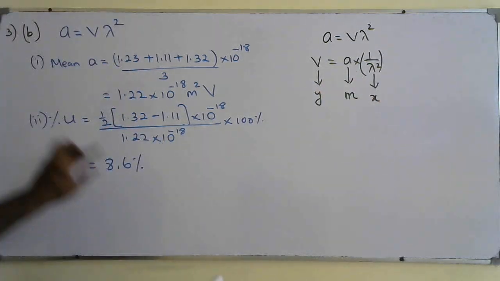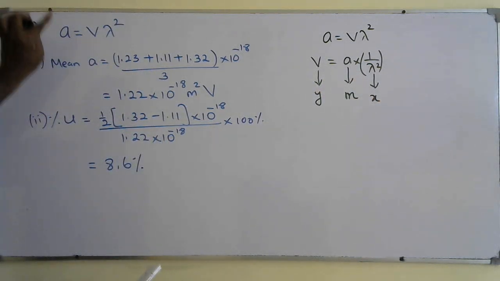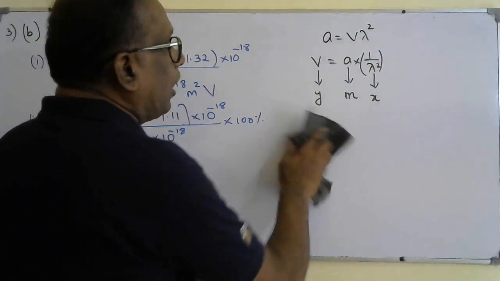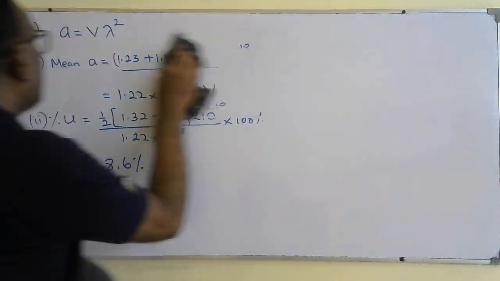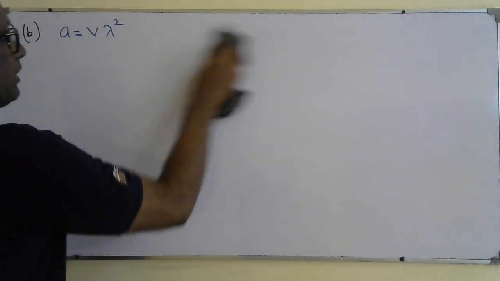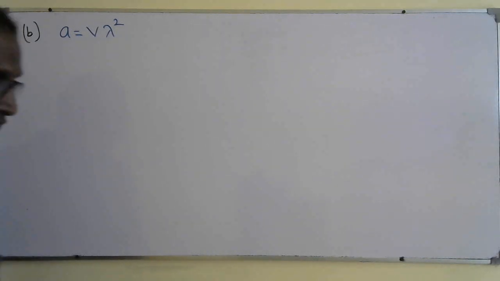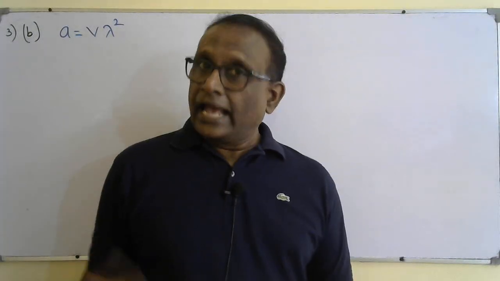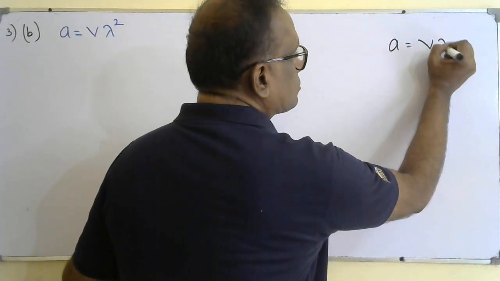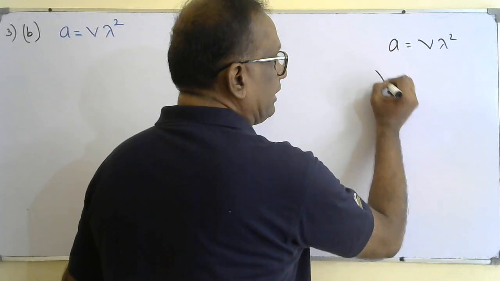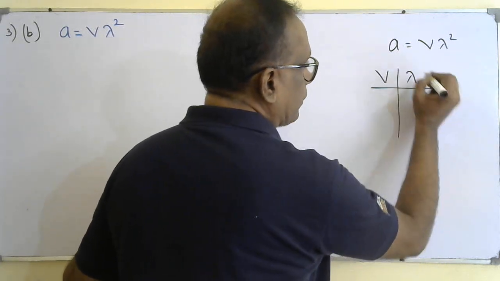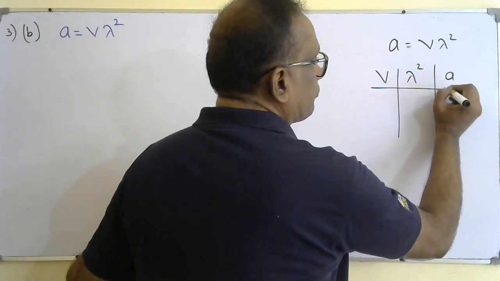The question is, why is the student finding A by using a graph? Why can't we find A1, A2, A3 and find the mean value? They are not asking this, I just told you. What's the reason for drawing a graph and finding the gradient? From the gradient we are finding the unknown value. The advantage is, if you use A equals V lambda squared, you can have a set of V values and lambda squared values, and you can find the values of A.